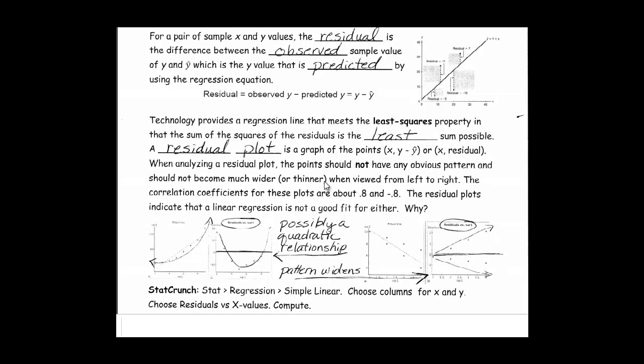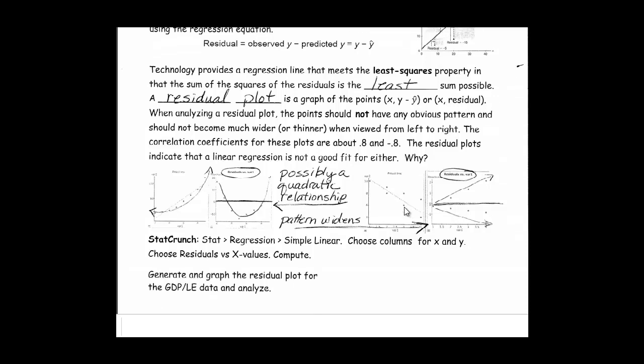Okay, so a residual plot is a graph of the points where for every x, we're looking at that residual, or the difference between the 2 y's, the projected y and the actual y. When analyzing a residual plot, the points should not have any obvious pattern. That's what I'm trying to show you on these 2 examples here. In other words, there should not be an obvious pattern, and it should not become wider as you're viewing this from left to right. So on both of these this is our original data plot.